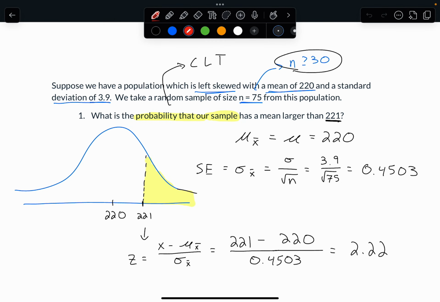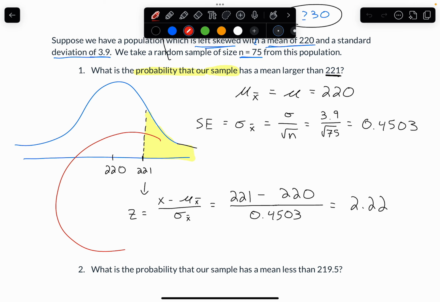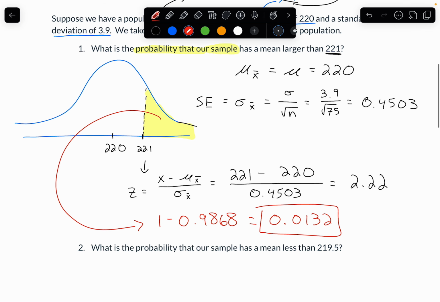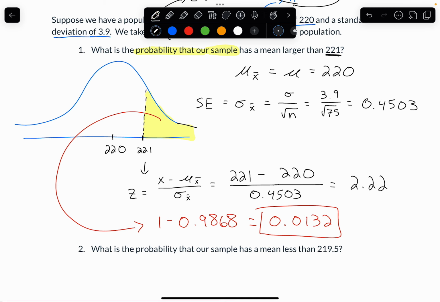So to find this area right here, I want to take 1 minus 0.9868, subtracting that out, let's not make a silly mistake, is 0.0132. So once we get the mean and the standard deviation for the sampling distribution found, it should be a very familiar process to what we've been looking at. Let's look at one more part of this before we move into another example in our next video.